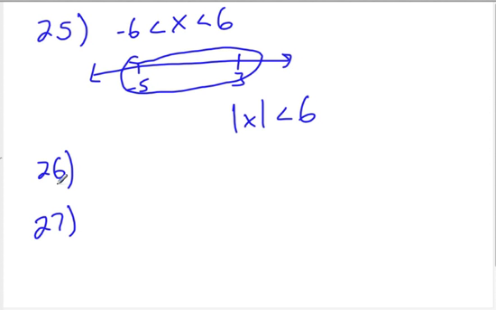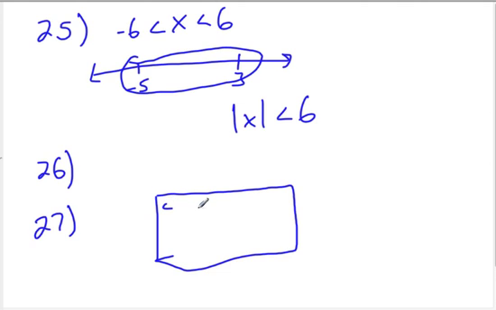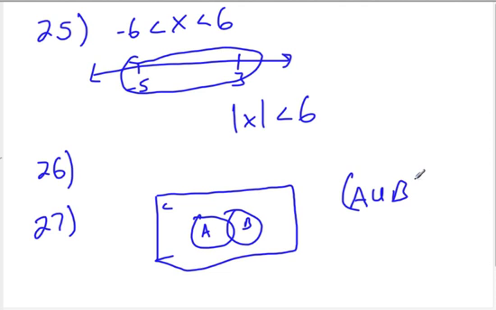Number 27, describe the region labeled C in terms of set A and set B. Okay. Well, here's set C, and then A and B are kind of over here. So if A and B are here, if the union of A and B, this is kind of a tough one. If the union of A and B includes everything in those circles, then C would be the complement to that, right? So that's the answer for that. A union B complement. That's kind of a tough one.